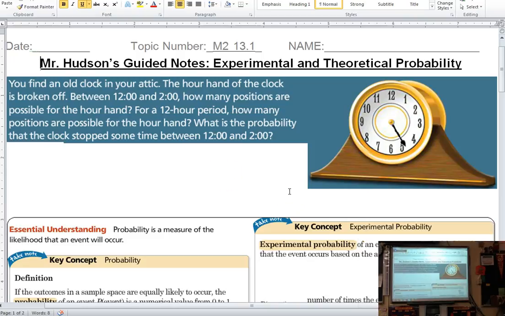So, we are going to dive into probability. Now, we know a lot about this already, so we are going to go through the first couple sections probably kind of quickly so that we can get to some of the more complex work.